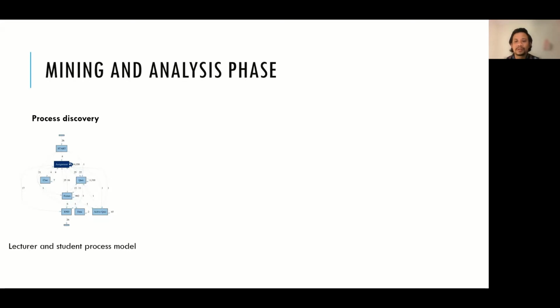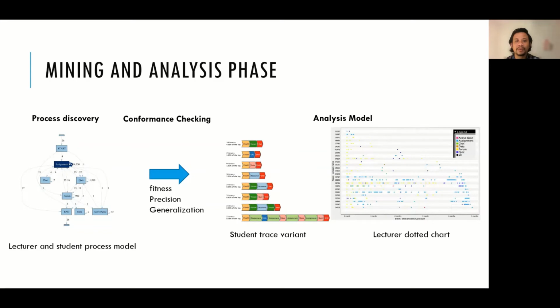The process model discovered using the heuristic miner was then checked for its conformance to the traces in the event log and vice versa. Conformance checking was done by measuring fitness, precision, and generalization. Then we analyze the model with trace variant and dotted chart. Dotted chart for the lecturer, trace variant for the student.